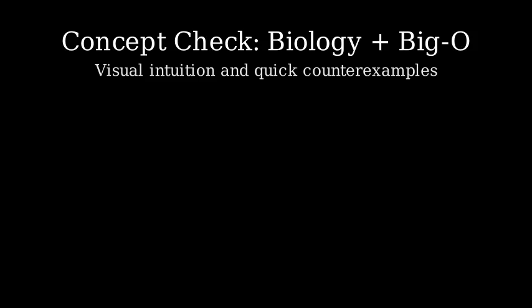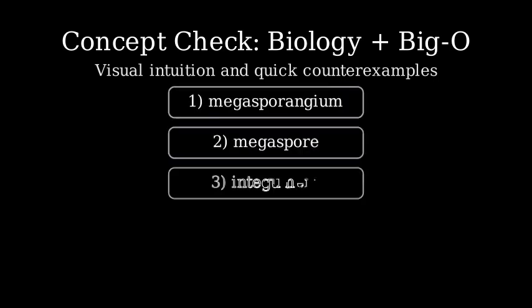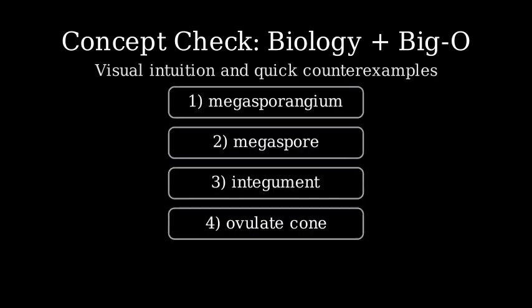Question 1. Which of the following contains multiple gymnosperm ovules? Option 1, megasporangium. Option 2, megaspore. Option 3, integument. Option 4, ovulate cone. Let's quickly recall each structure with a picture, then decide.